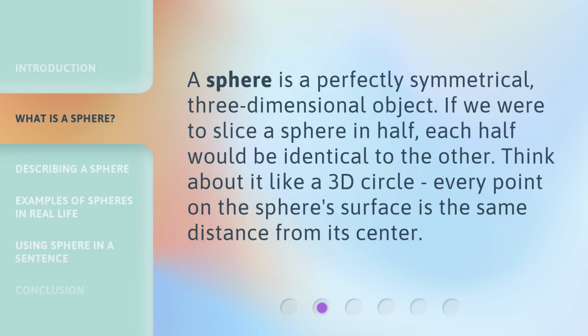A sphere is a perfectly symmetrical, three-dimensional object. If we were to slice a sphere in half, each half would be identical to the other. Think about it like a 3D circle. Every point on the sphere's surface is the same distance from its center.